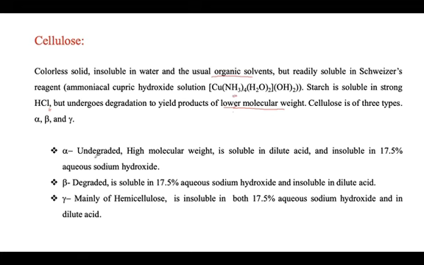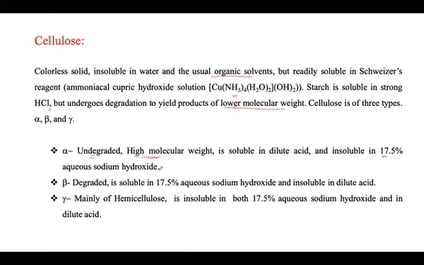When we say alpha, alpha is basically undegraded, that is complete raw cellulose. We say undegraded when we are extracting it from the pulp. It is undegraded and high molecular weight cellulose, that is alpha. And the main character of alpha is that it is dissolved in dilute HCl, dilute acid, and it is insoluble in aqueous sodium hydroxide, 17.5% aqueous sodium hydroxide.